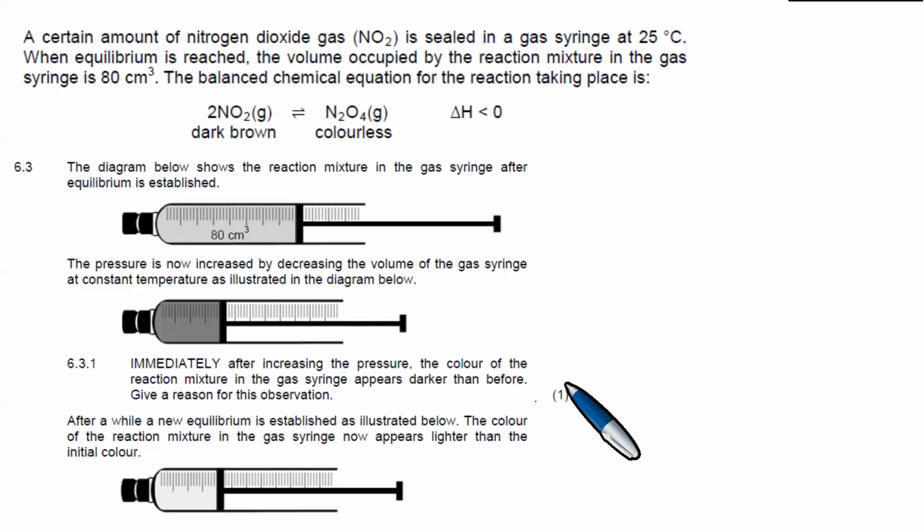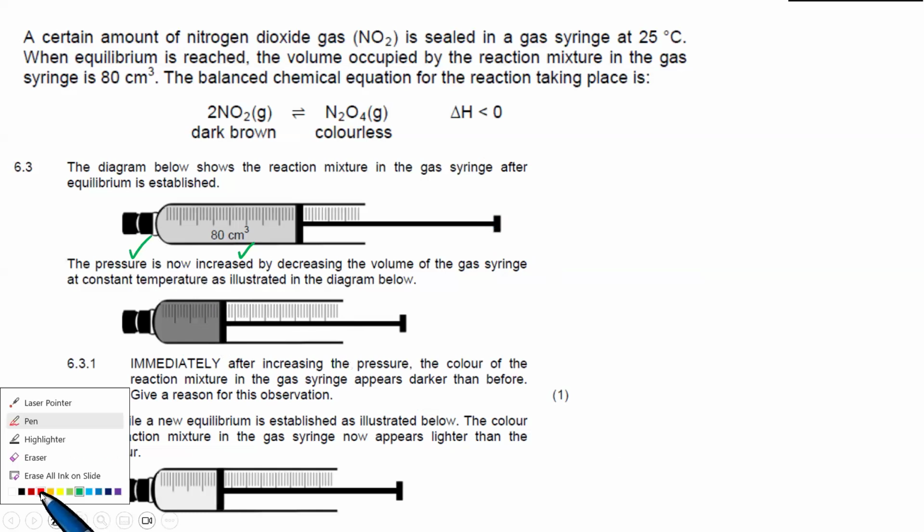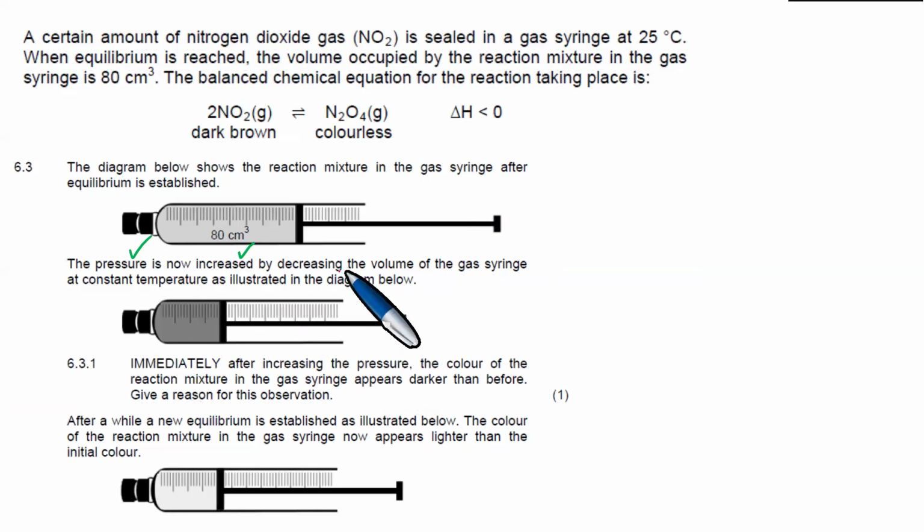Because the pressure is now increased. How is it increased? By just decreasing the volume. The syringe was here, they push it further in, and then it is like this. So obviously the volume here is now smaller, and the pressure has therefore increased. Let's see what the examiner asked the students in the 2014 November exam.